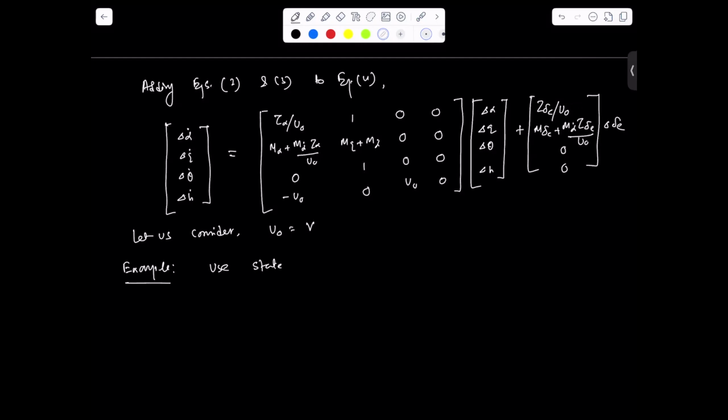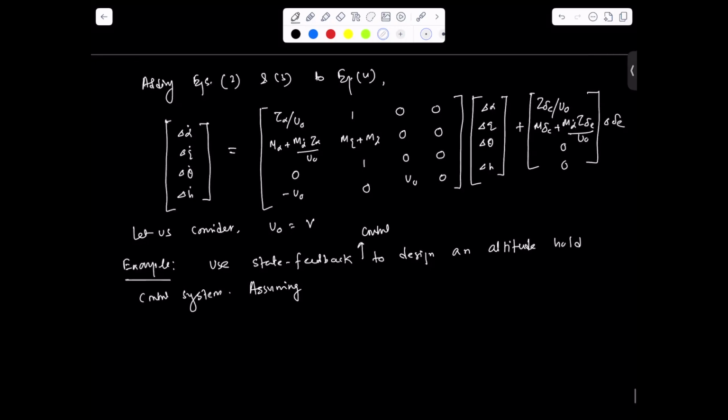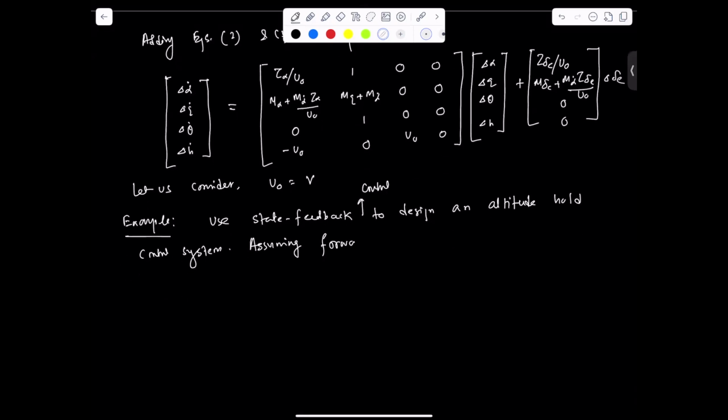Use state feedback control to design an altitude hold control system, assuming the forward speed of the aircraft is held constant by a separate velocity control system.